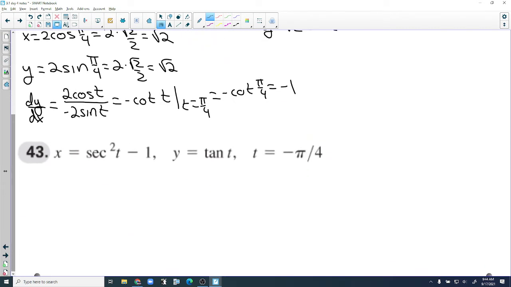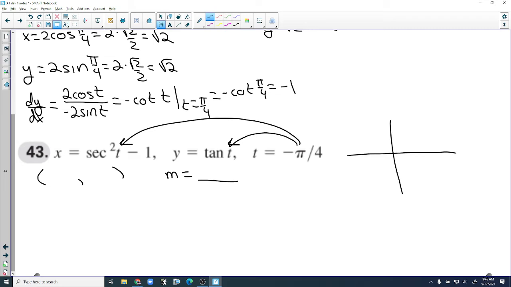Number 43. We need a point and we need a slope. So we're going to plug negative pi over 4 in for the t's. Negative pi over 4, that's kind of nice. We love pi over 4s because it's the same thing. That's square root of 2 over 2, negative square root of 2 over 2. So there's a reminder of where negative pi over 4 is.